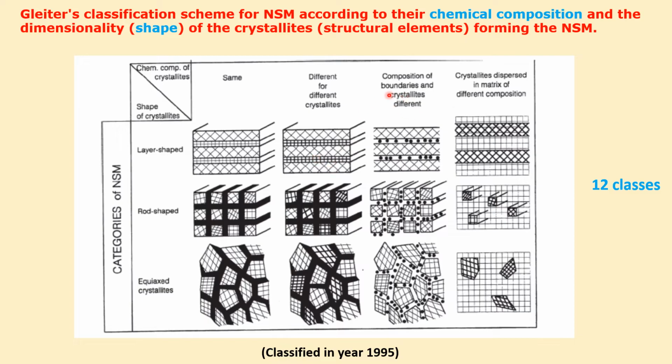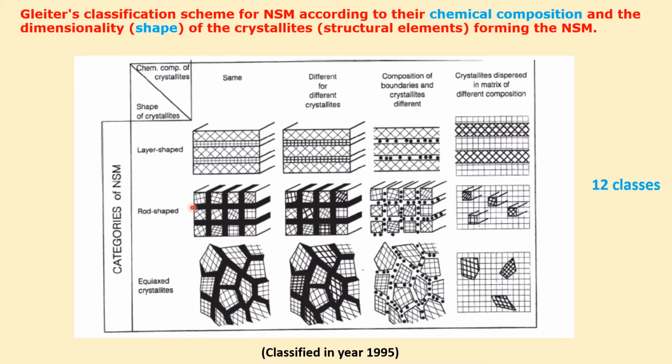In this case we have the composition of the boundaries and the crystallites being different. So we can see the crystallites in this structure, and the boundaries as separate structures. And in some cases the crystallites are dispersed in some matrix, like a polymer or another kind of matrix. These crystallites are dispersed. So these are the 4 combinations.